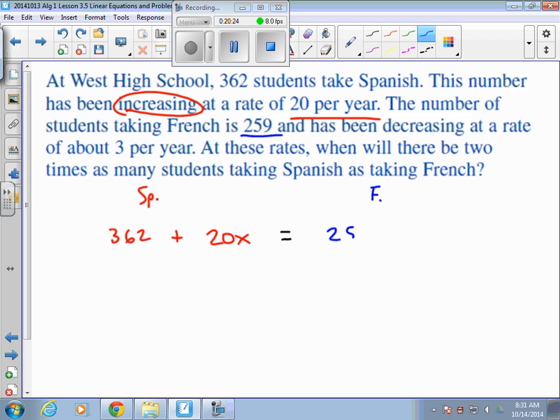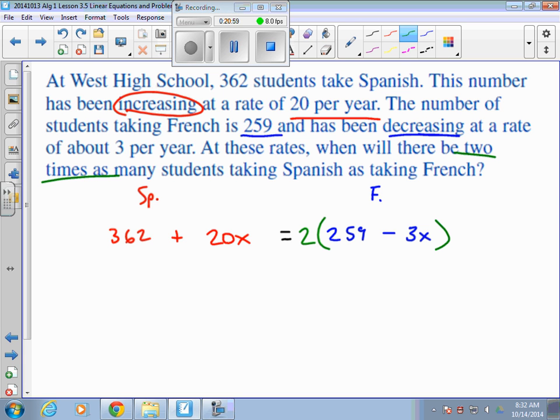taking French, but this one says it's decreasing. That means it's going down. So minus about 3 per year. So minus 3 times x. But this is the part I told you when you started the problem. It says at these rates, when will there be 2 times as many French students? So what you need to do is on the whole right-hand side, you got to multiply it by 2. So distribute that 2 to both of them.